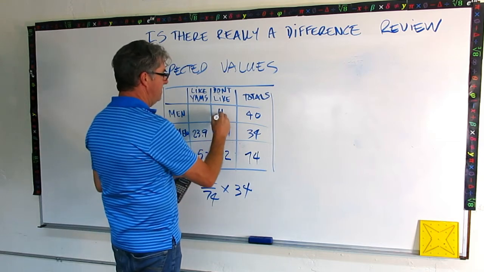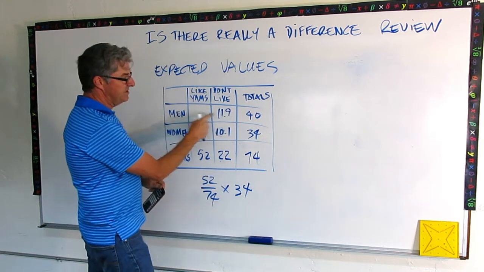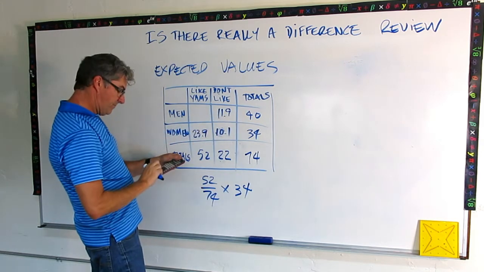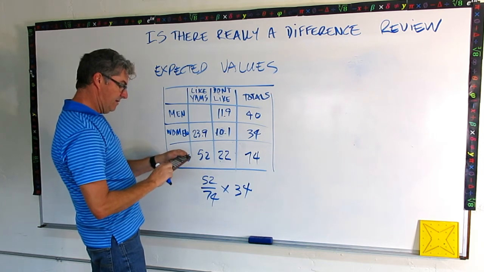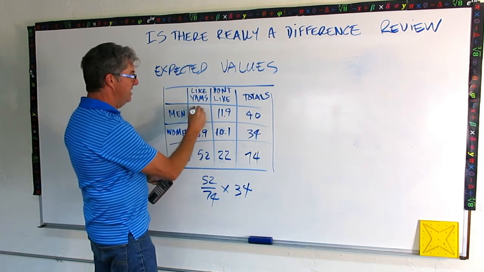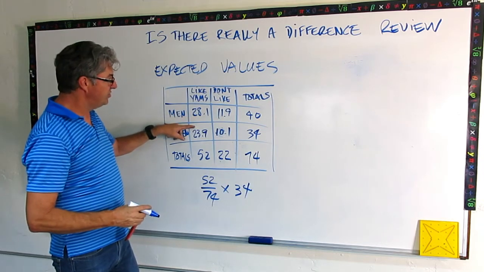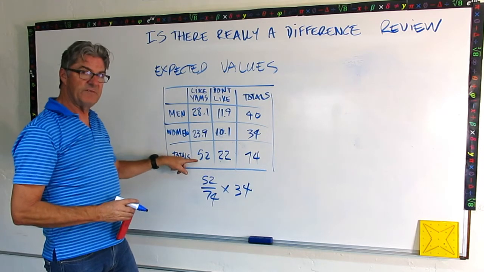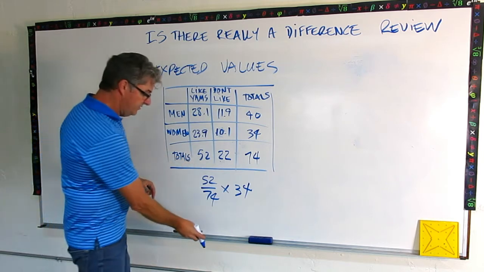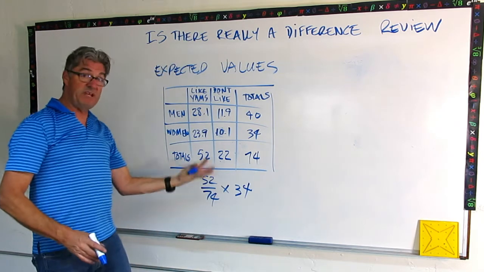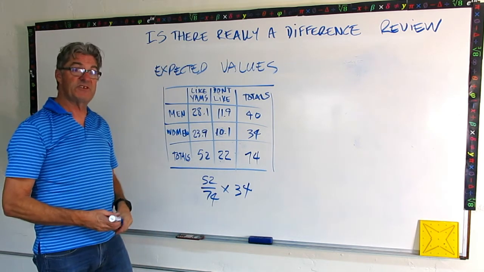And get 11.9. I can get this number by subtracting 11.9 from 40. It's 28.1. And now as a double check, these two numbers should add up to 52. And I think if you look at that, you'll see that they do. So now I have my expected values for if the null hypothesis was true.